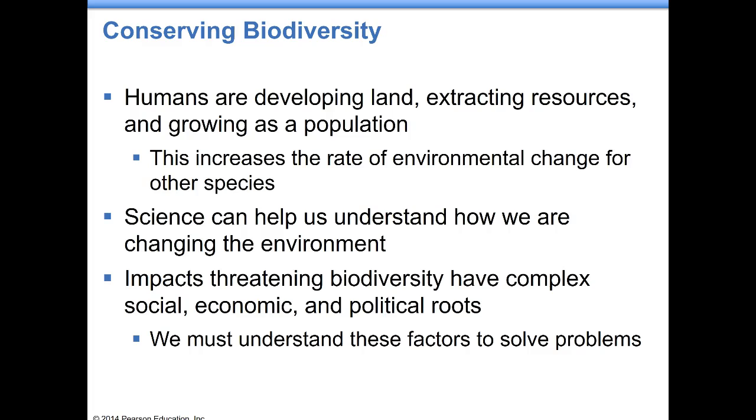Science has helped us understand how we are changing the environment if we listen to the scientists, and there are a group of people that don't want to listen to the scientists. We see the impacts, the threats that we're putting on biodiversity, and it's actually creating very complex social and economic and political problems as well.